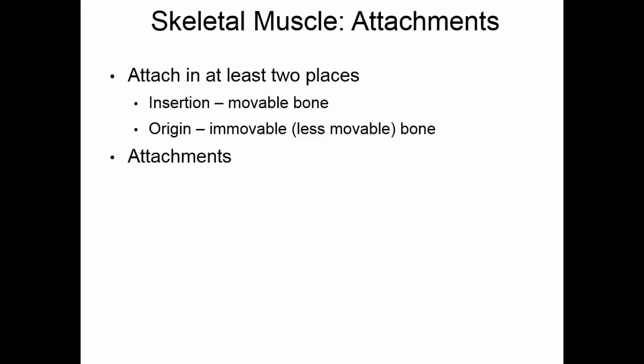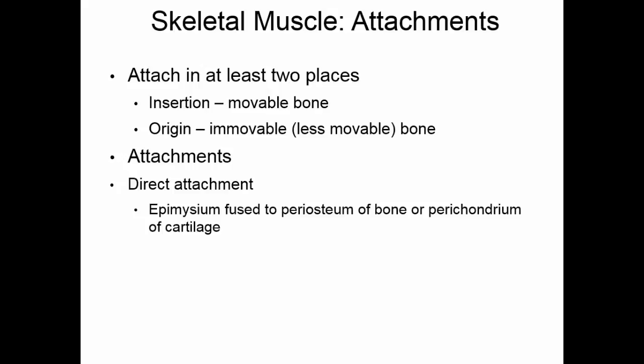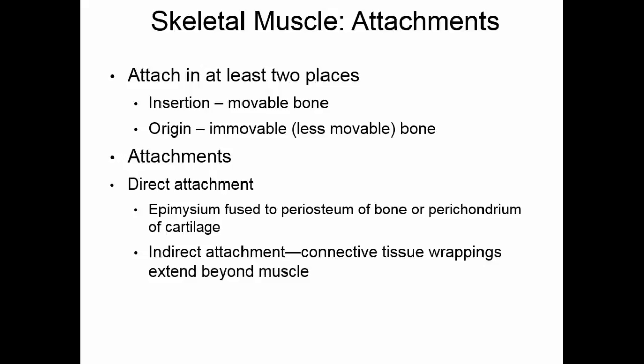There are 2 different types of attachments. In direct attachments, the epimysium fuses directly to the periosteum of a bone or to the perichondrium of a cartilage. Here it's like the muscle and the bone become one. Most of the attachments are indirect attachments.